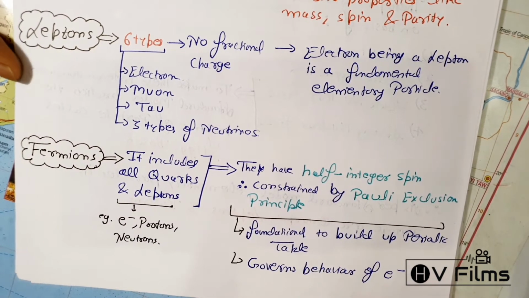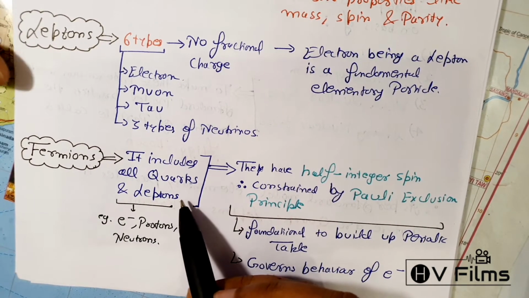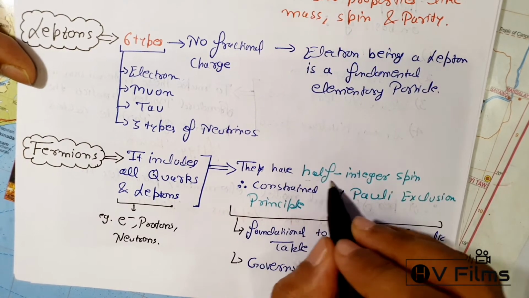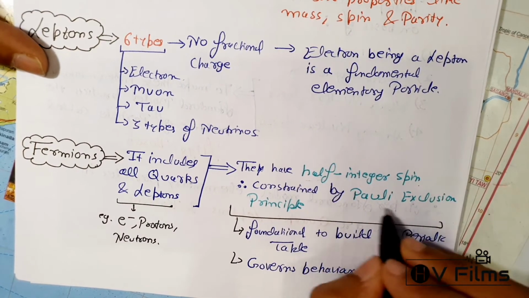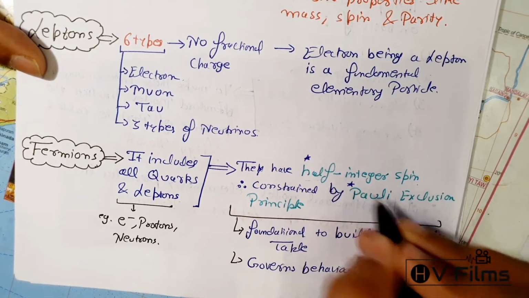The only thing you have to remember is that fermions consist of both quarks as well as leptons, they always have a half integer spin, and they show the Pauli exclusion principle. So these are the 4 points that you need to remember. Let me highlight them.